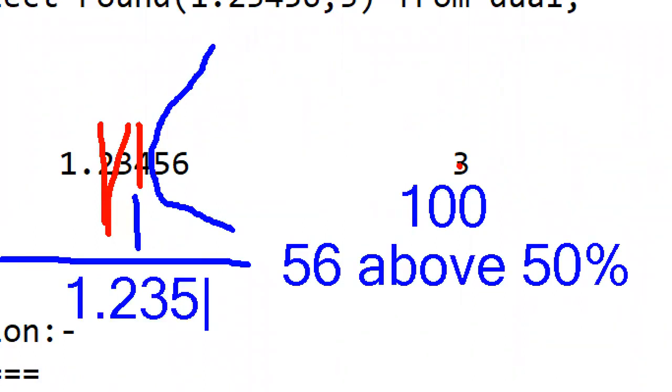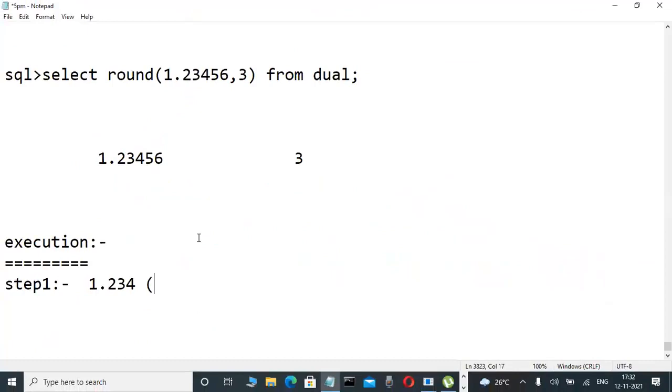Always the round function checks the remaining number. The remaining number is only what comes after the digits, after the floating point value and the number of digits you are printing. If the remaining number is above 50%, out of 10, out of 100, out of 1000, like this, only then 1 is added to the rounded number.